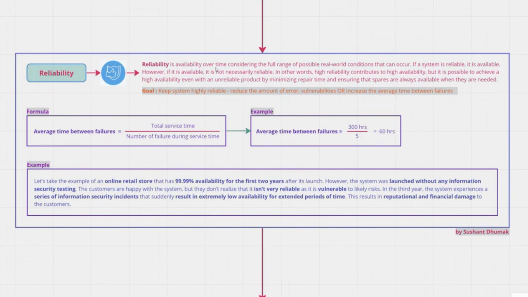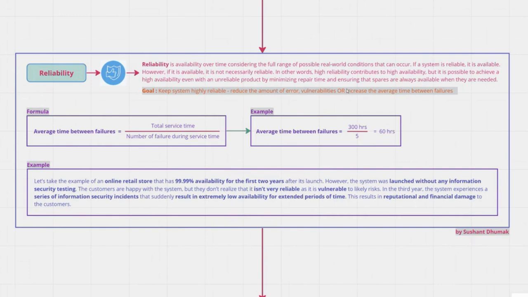Reliability is availability over time, considering the full range of possible real world conditions that can occur. If a system is reliable, it is available. But if it is available, it does not mean it is reliable. In other words, high reliability contributes to availability, but it is not possible to achieve high availability with an unreliable product. Because see, products may be unreliable, but they can be available by putting in some repair time, see to it that you will have minimum repairs, you will have spares available. All this. So you can make a system available, but it doesn't mean that the system is reliable as well.